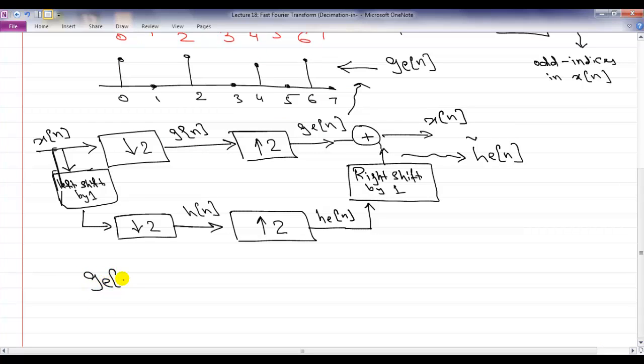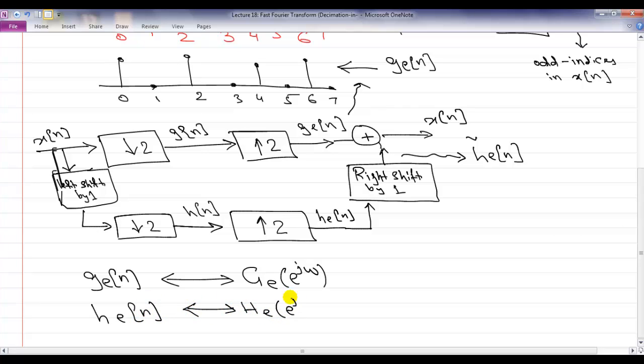So we'll call the Fourier transform of g e n as G e of e to the j omega. We'll call the Fourier transform of h e n as H e of e to the j omega. Okay. So g e n is just an expansion of this g n sequence. If my x n is of length n, then g n is of length n by 2, so I'm decimating by 2. Similarly, I am left shifting my sequence by 1. That still keeps my sequence of length n, and I'm decimating it by a factor of 2. So h n is of length n by 2 also.